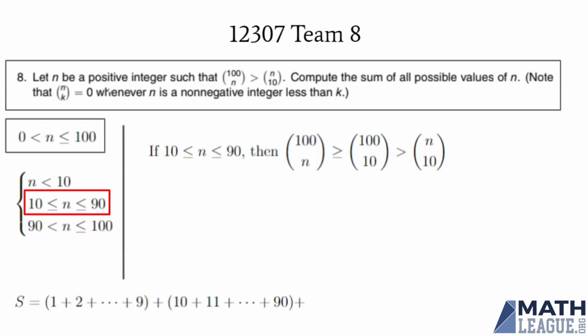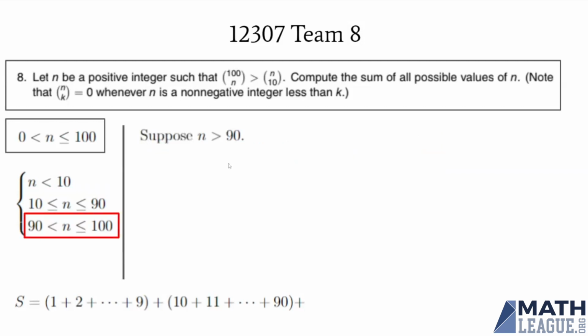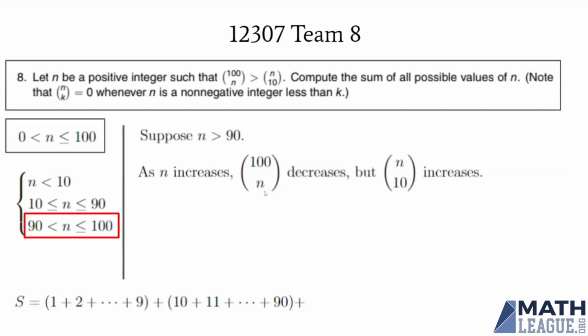Finally, we have the last case where n is greater than 90. In this case, we notice that as n increases, 100 choose n will decrease, since if we think about Pascal's triangle again, 100 choose n is going farther away from the center. So that means that it will be decreasing. On the other hand, n choose 10 is going to be increasing, since the top number of the binomial is increasing, but the bottom number is constant. So that means that we can test n equals 91 to see if that works.